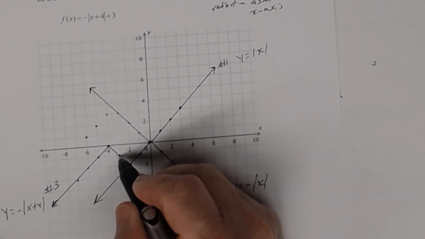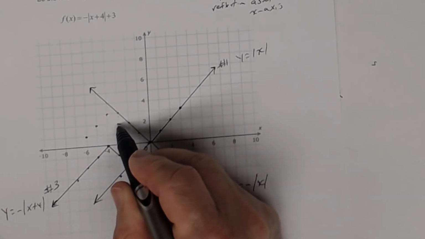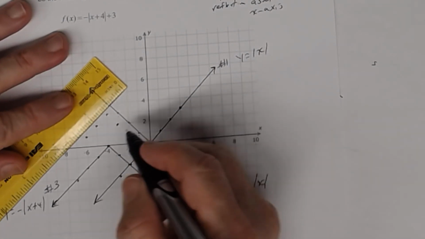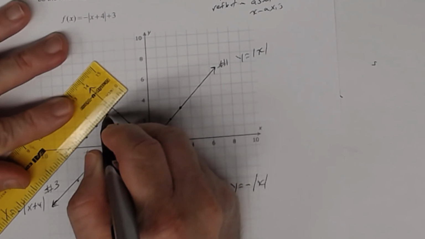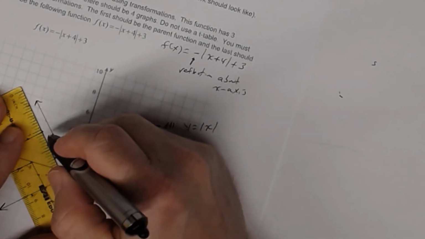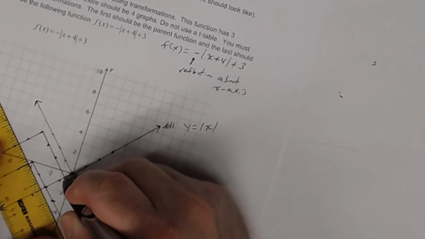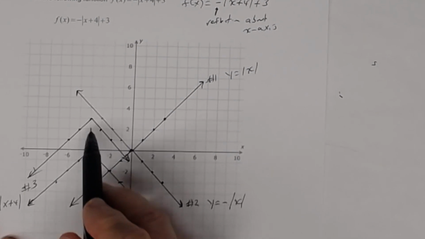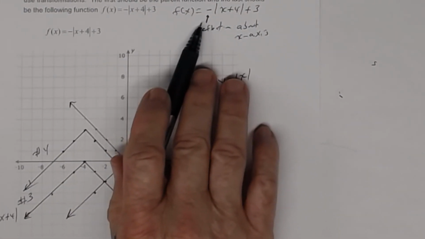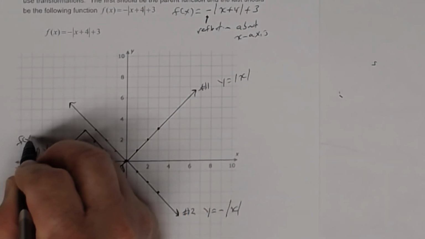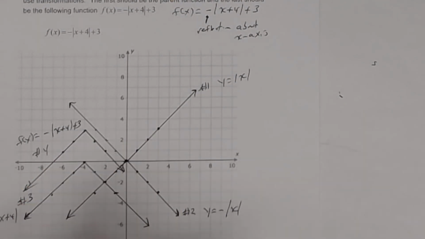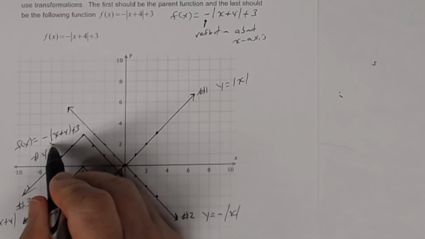And over here, do the same thing. 1, 2, 3. And then 1, 2, 3. And so you get this. Let me go ahead and drop this. And so this right here would be the final graph. So that's number 4. And you're going to call it this function because that's what it is. So you can say f of x equals the opposite of the absolute value of x plus 4, plus 3. Okay? And that's it.